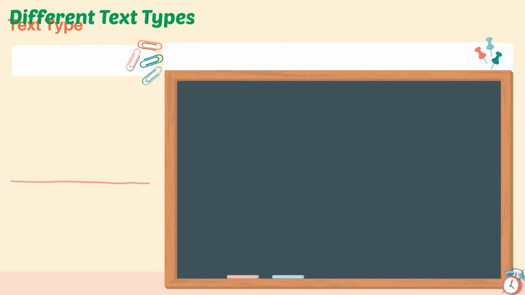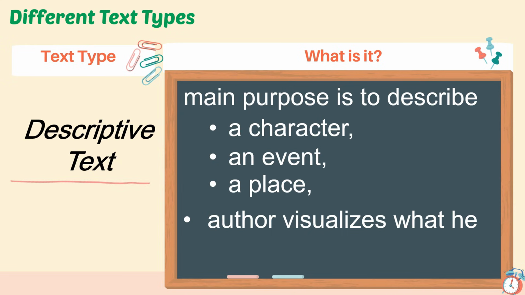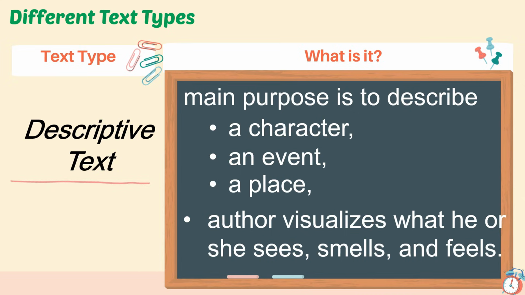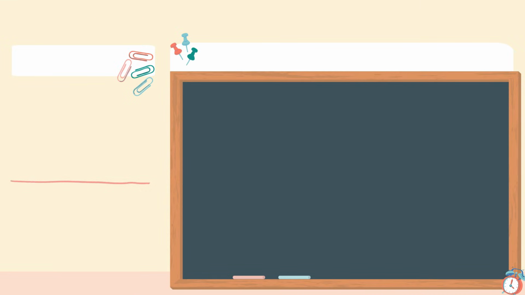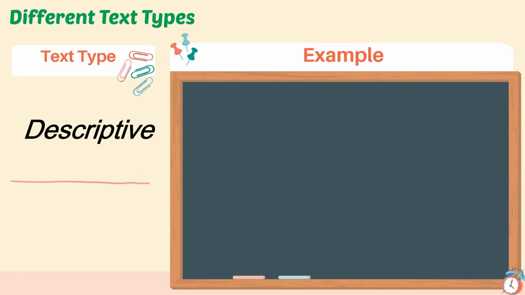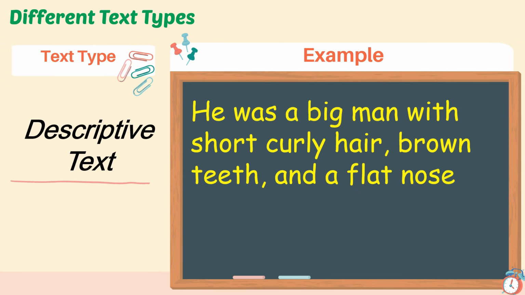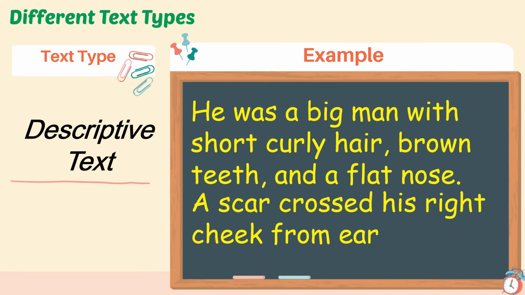We have here, first, descriptive text. Its main purpose is to describe a character, an event, or a place. The author visualizes what he or she sees, smells, and feels. An example of this: he was a big man with short curly hair, brown teeth, and a flat nose. A scar crossed his right cheek from ear to chin.